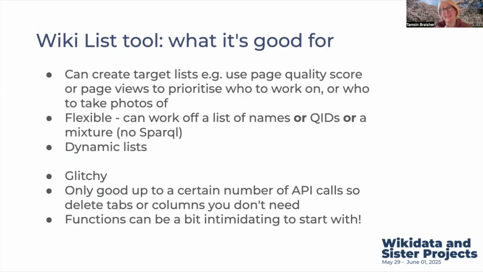So if you find it getting glitchy, you might just have maxed out the number of API calls, and you can delete tabs or columns you don't need, or consider setting up a second sheet. I also just find, I opened up the sheet last week and it was a sea of errors, even though it had worked a couple of hours earlier, and it was fine again the next day. So just be aware it's not 100% reliable. The functions and formulae, I think, can be a bit intimidating to start with, but they're not that hard to learn.